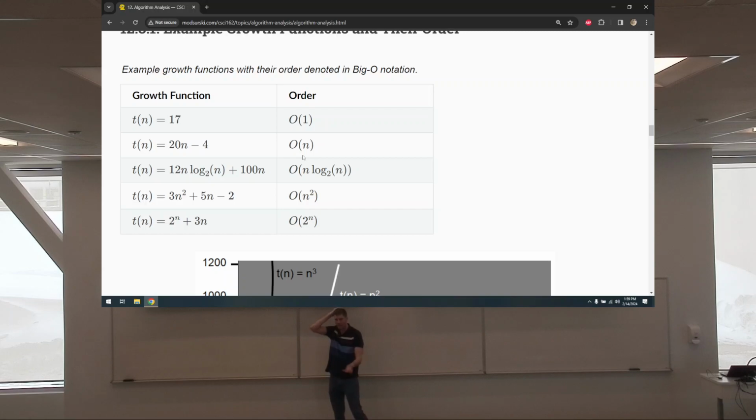So it's constant time. If I have something like 20n minus 4, I would say that's linear. If I had something like 12n log base 2 of n plus 100n, that's n log n. By the way, most of the time in computer science, we don't even specify base 2. It's implied. Usually you assume base 2 until specified otherwise, which is different than regular mathematics.